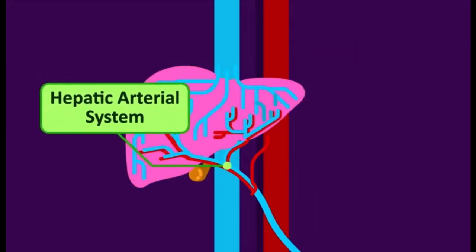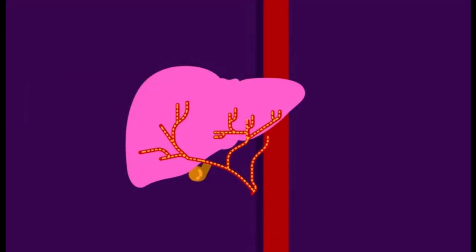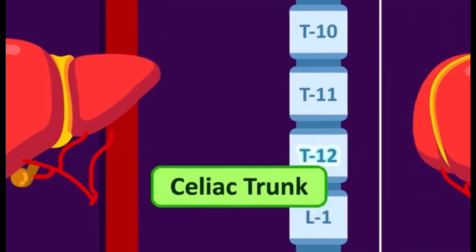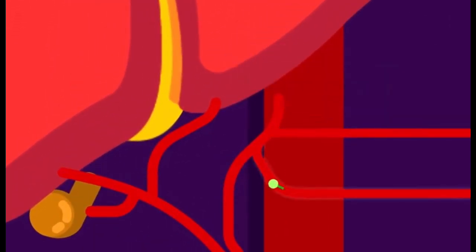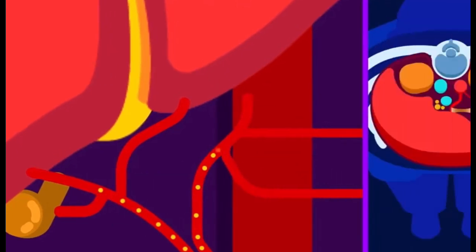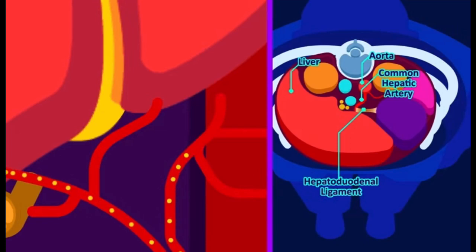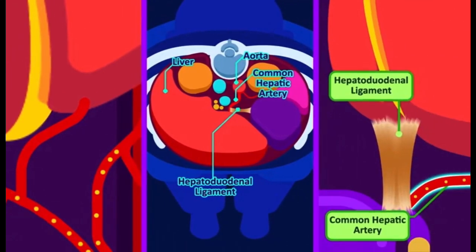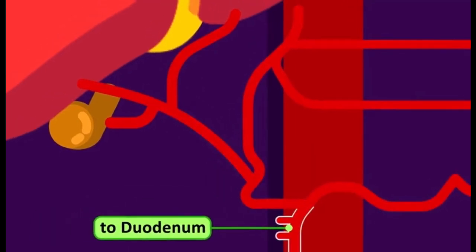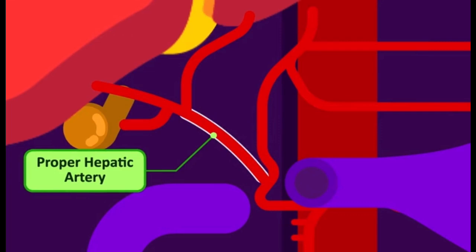Hepatic artery. The hepatic artery contributes about 30% of the entire hepatic blood supply. The celiac trunk, arising at the level of T12 from the abdominal aorta, gives rise to three arteries: the left gastric artery, the splenic artery, and the common hepatic artery that will supply blood to the liver. The common hepatic artery travels retroperitoneally towards the right in the hepatoduodenal ligament of the liver and divides into the gastroduodenal artery below, which supplies the stomach or gastro, and the duodenum, and the proper hepatic artery, which supplies the liver.